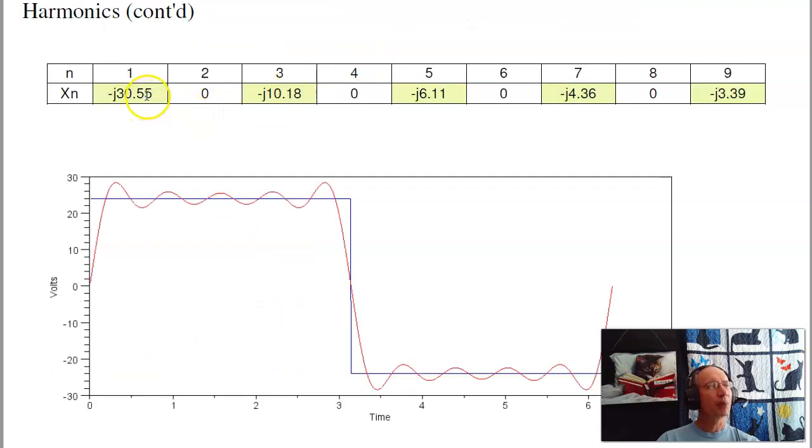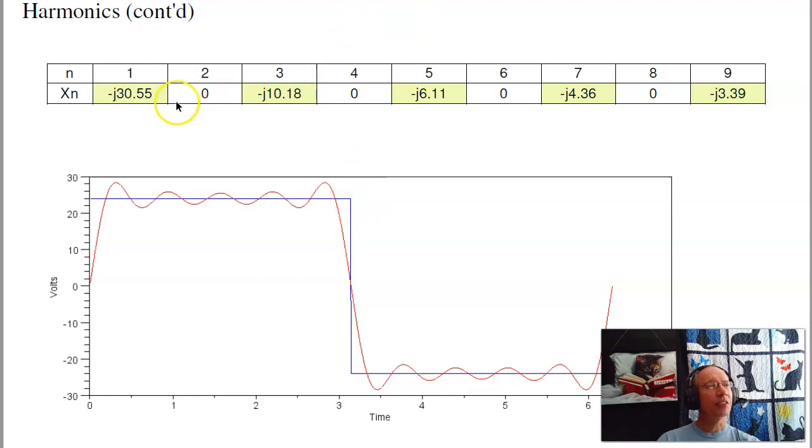And if you keep on going, these are the different harmonics. Again, real is cosine, minus j is sine. So this would be 30 times sine of t, 10 times sine of 3t, 6 times sine of 5t, 4 sine of 7t, and so on. Add all those up, and I get the red waveform. Add more and more terms, and eventually the Fourier series approximation becomes the actual waveform.